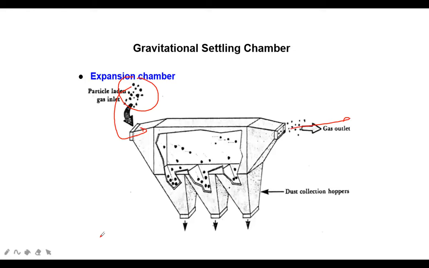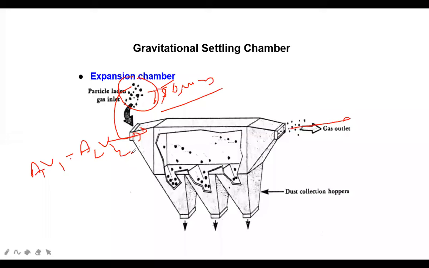The dust laden gas means the particles coming here are greater than 50 micrometers in size. Once they come into the chamber, as soon as they enter this chamber, you must have read the continuity equation: A1 V1 is equal to A2 V2. Now, if the area increases, then velocity decreases. You know very well, area increases, velocity decreases. That is what you call expansion. The moment it expands into a larger area, its velocity decreases. The velocity decreases, and no doubt the heavy particles keep on settling.